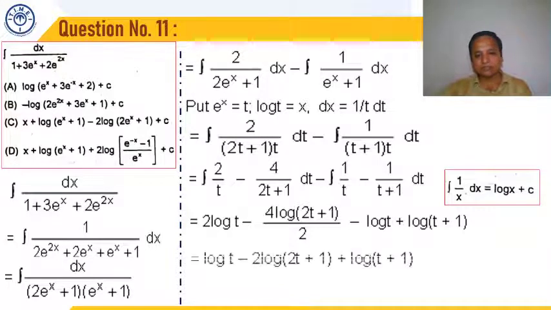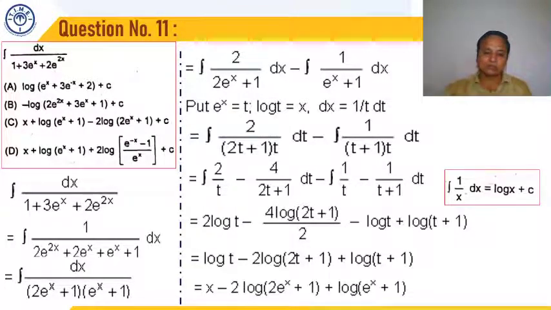So this function further simplifies to log t squared minus log t, which is log t minus 2 log (2t plus 1) plus log (t plus 1), and we replace t by e to the power x. So it becomes x minus 2 log (2e to the power x plus 1) plus log (e to the power x plus 1). So we simplified this. Now we have to just check with our choices.